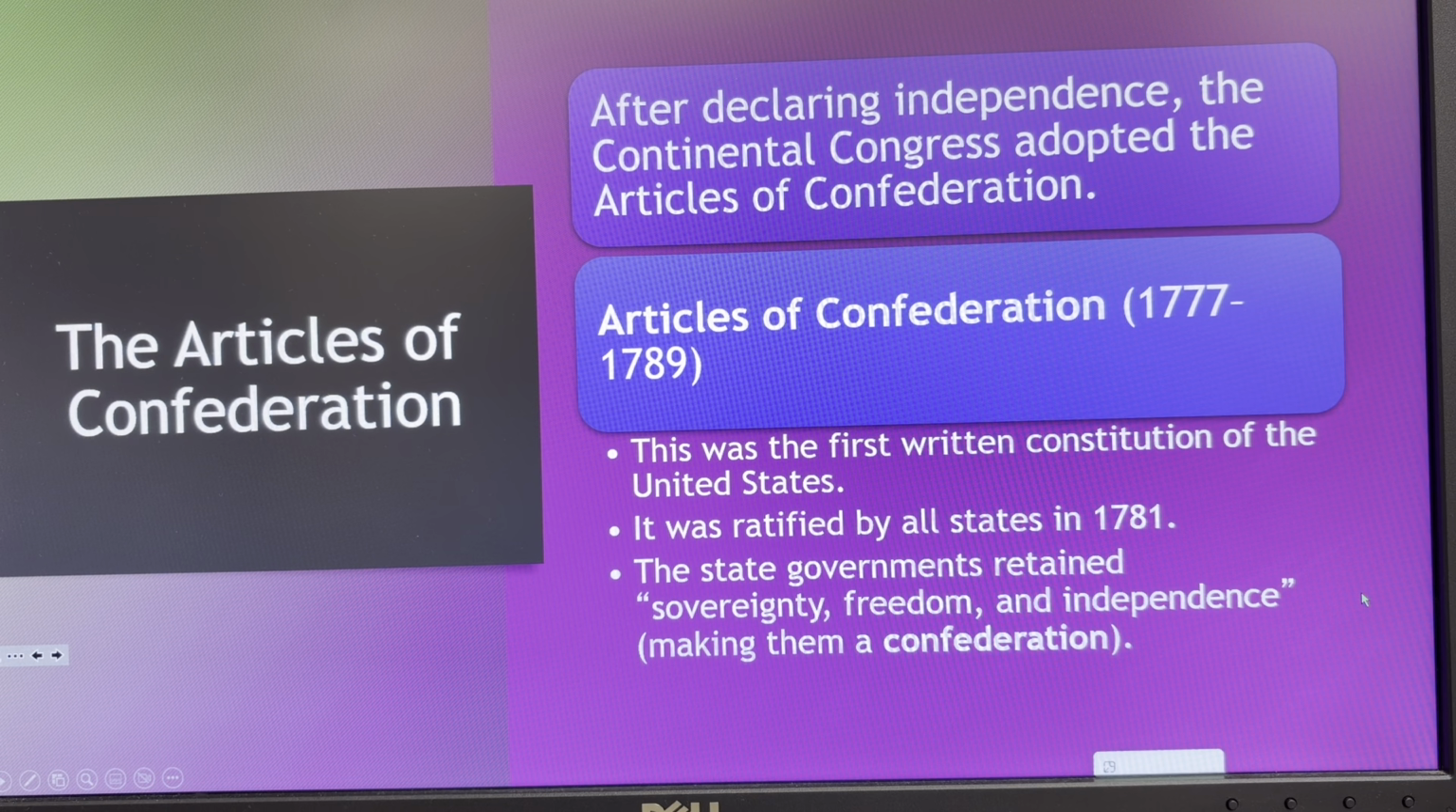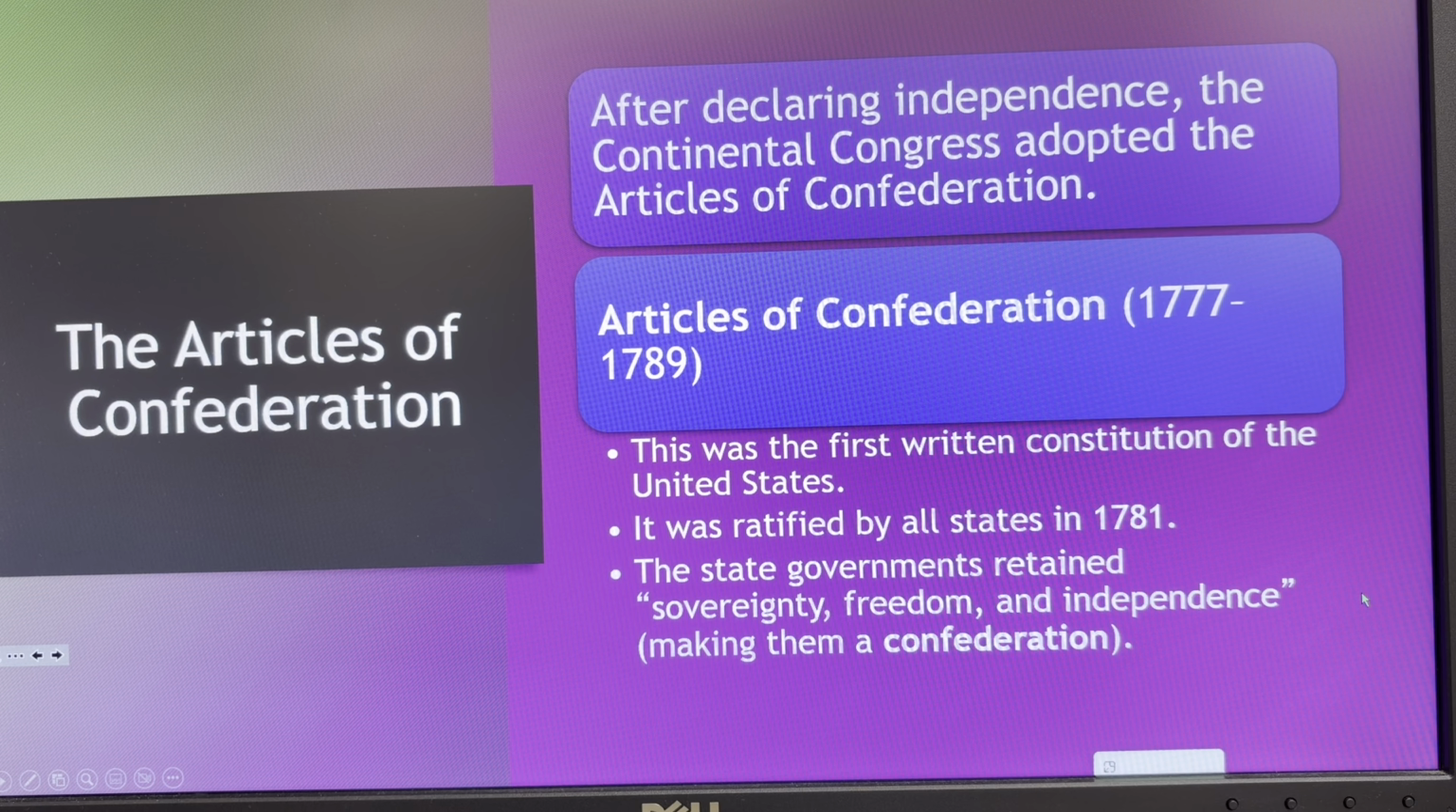This is the Articles of Confederation, and this we did not talk about last week. Okay? First of all, do we know what a confederation is? Maybe, no, not exactly.